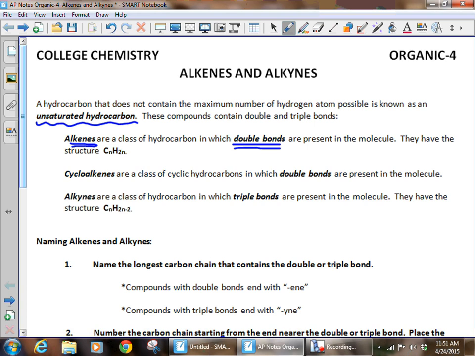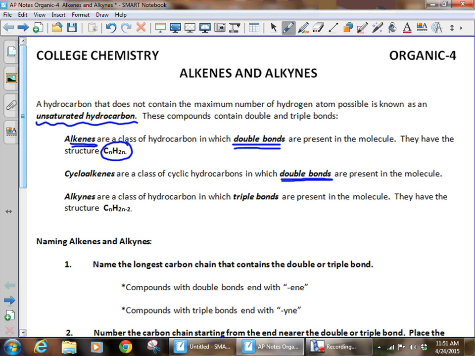simply taking CnH2n. So once you know the number of carbons, you just multiply that by 2, and you can know the number of hydrogens that would be in the structure. Cycloalkanes are a class of cyclic hydrocarbons in which there's a double bond. So you can have a cycloalkane with all single bonds or a cycloalkene with double bonds.